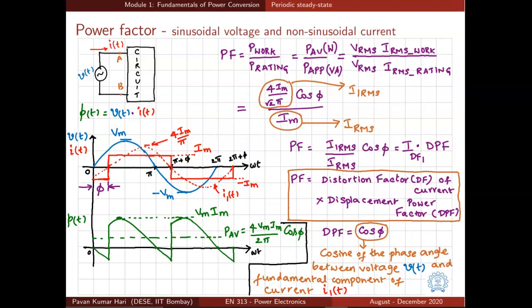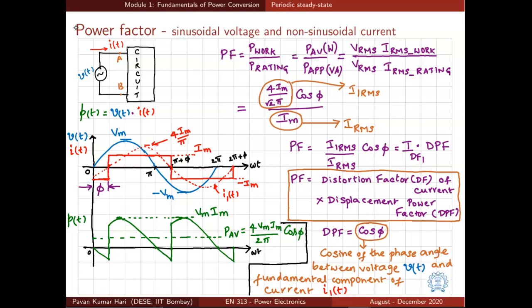P average is expressed in watts and P apparent is expressed in volt ampere, as discussed earlier. So this again translates to IRMS work divided by IRMS rating here, as Vrms is present both in the numerator and denominator. If you look at the numerator, the numerator is IRMS work. The IRMS work is expressed as 4 Im by root 2 pi cos phi.